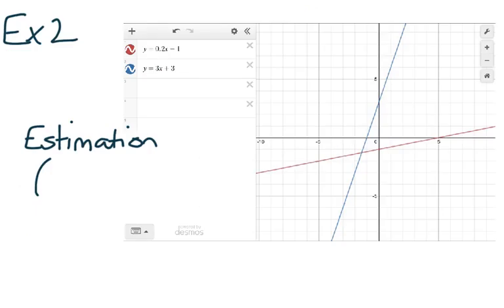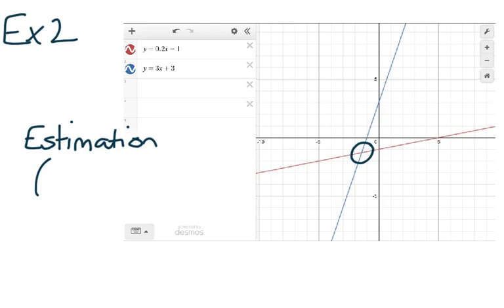Okay, so our second example, I've done the same thing. I've graphed it on Desmos, and you can see the red line there is y equals 0.2x take 1, and then the blue line is y equals 3x plus 3. Now, for this one, you'll see that the point of intersection is not on a whole number. Okay, so the point of intersection we'll actually have to estimate for this.